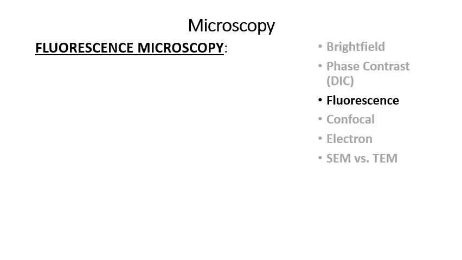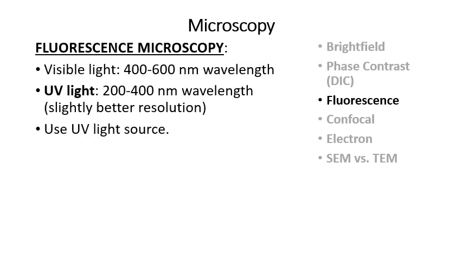All right, let's talk about the fluorescence microscope for a minute. Visible light is wavelengths of around 400 to 600 nanometers. UV wavelength begins at about 400 and goes all the way down to 200 or lower. And so in this case, you have a regular microscope, and you just substitute an ultraviolet light source.